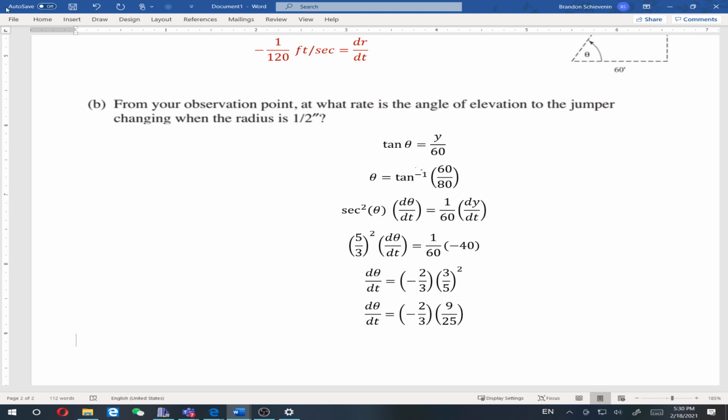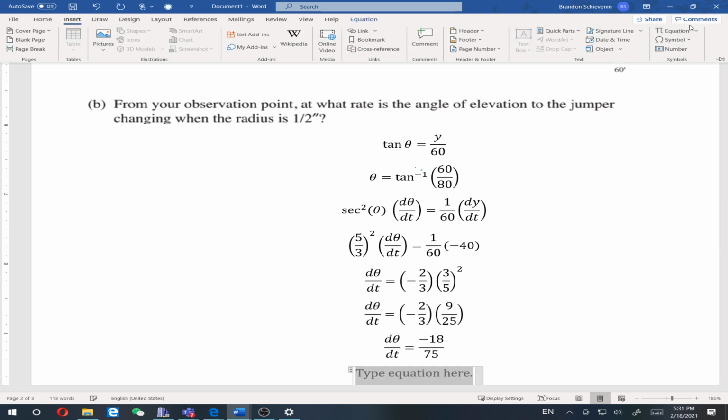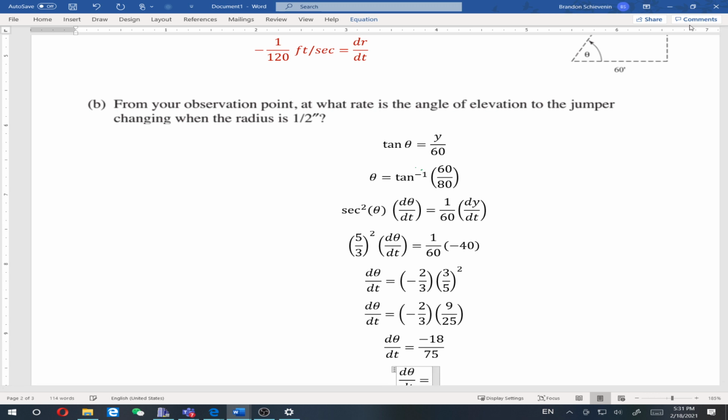Alright, what can cancel? If we're multiplying, we can just multiply straight across. So 2 times 9 and then 3 times 25. Multiply straight across, or negative 18 over 75. Okay, and then we can divide that by 3 on both sides. So if we divide by 3 on both sides, this becomes negative 6 over 25. Okay, and I believe that's as much as we can simplify.